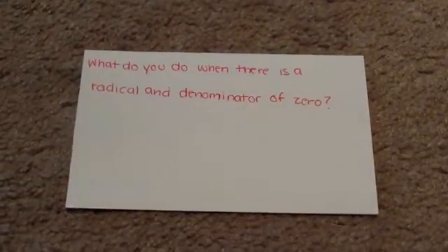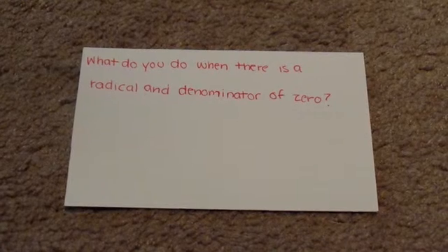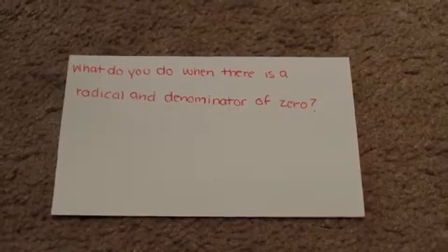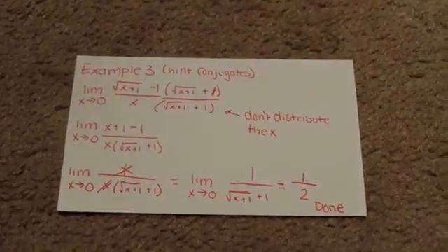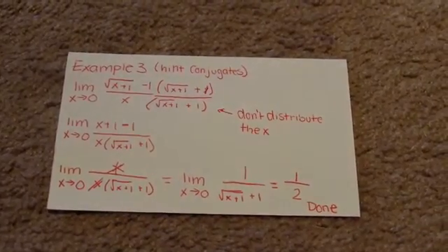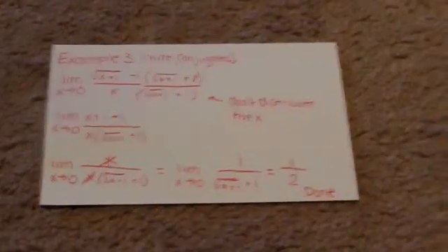Now another question arises. What do you do when there is a radical and there is a denominator of 0? An example of this is seen in example number 3. You use the conjugate, but you don't distribute the x because it makes it easier to cancel out in the end and get a final answer.